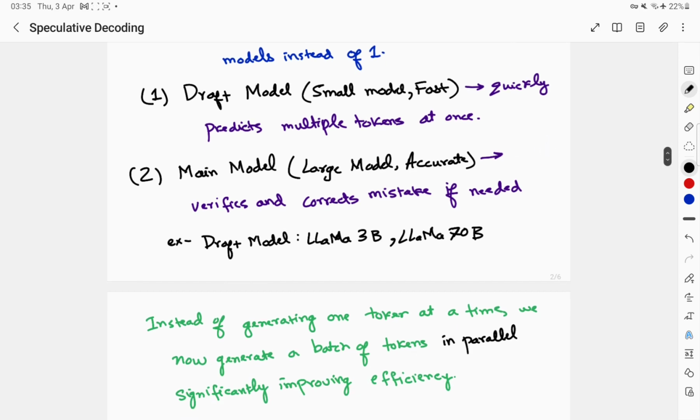If you want to think of an example, think of it like this. If you have a Llama series of models, the draft model or the smaller model could be, let's say, a Llama 3B, and the main model could be even a Llama 70B. How you can pick this draft model: it could be a distilled version of the larger model that you're trying to train, or it could be any transformer based model as long as it is fast.